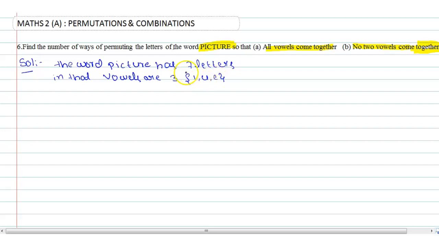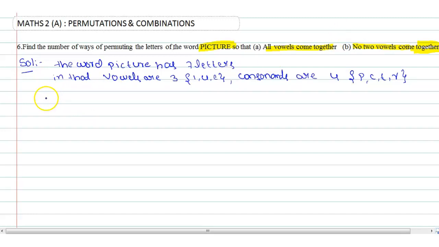And the remaining are consonants. Consonants, how many are there? P, C, T, R. Consonants are 4. So here he is asking for all the vowels together.